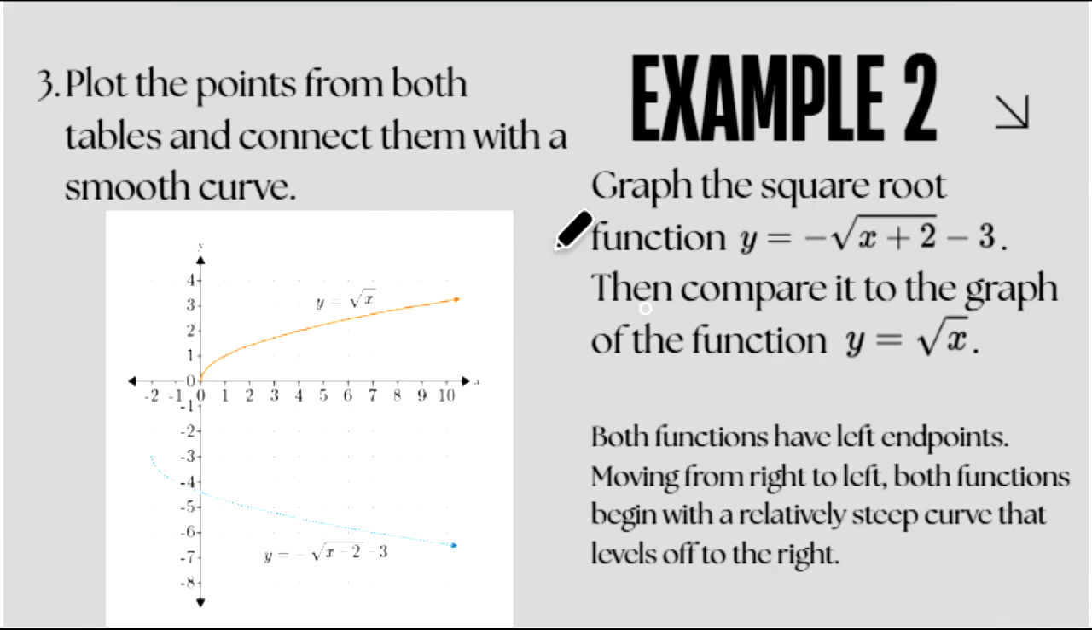Okay. So if we look at this, we can see that both graphs have left endpoints. This is the endpoint for that one. That's the endpoint for that one. Moving from right to left, both functions begin. It's actually from left to right. This book makes mistakes all the time. Moving from left to right, they begin with a relatively steep curve. You can see it's steep, and then it starts to flatten out, and it levels off over towards the right. Okay? So this is what these two look like.